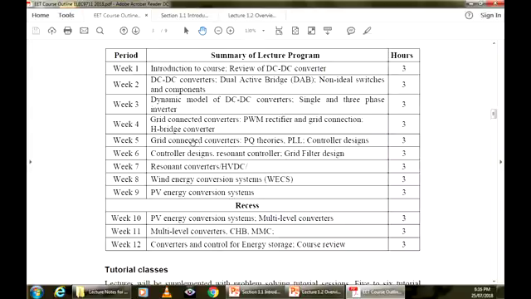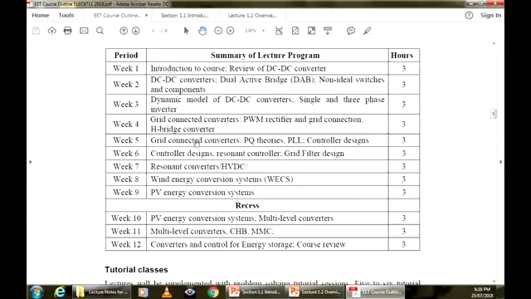And when it comes to grid-connected converters, we need to know PQ theory, which is something from power systems. Some of you who have done a power systems course may have done that. Have you heard of PQ theory? How many? Not at all? Okay. So PQ theory, PLL, phase lock loops, controller designs, these will be covered in week 5.